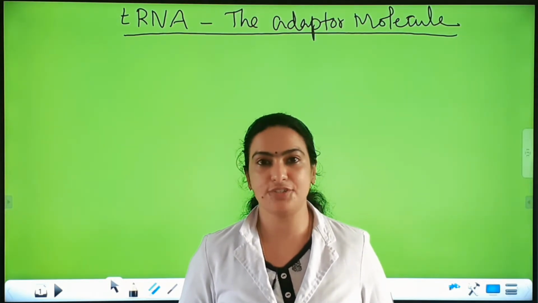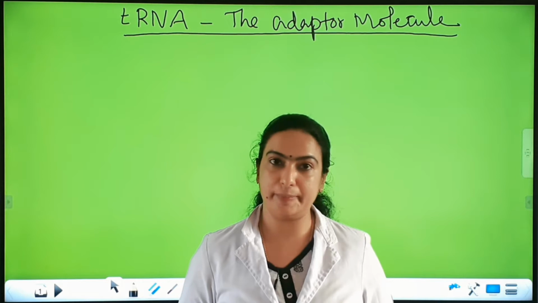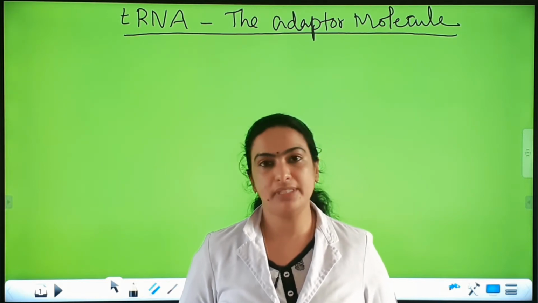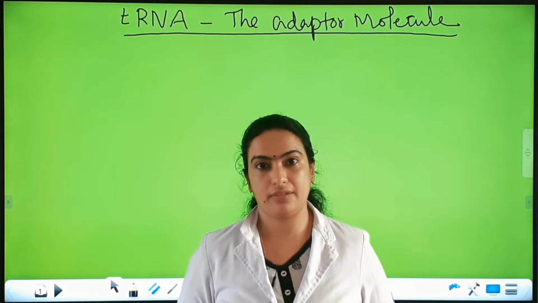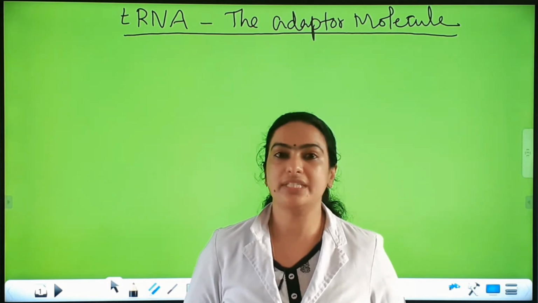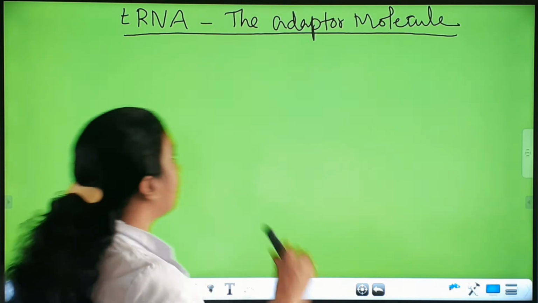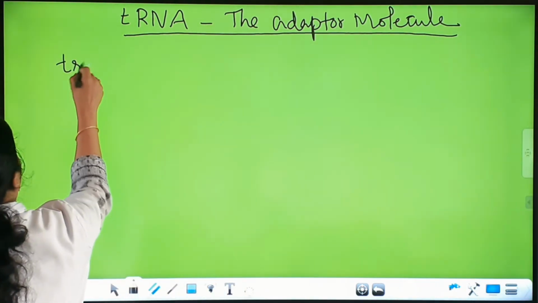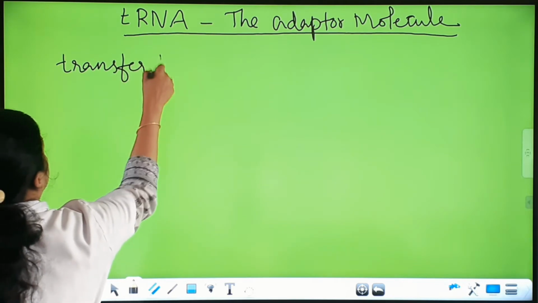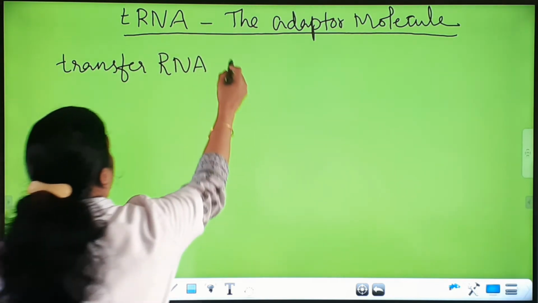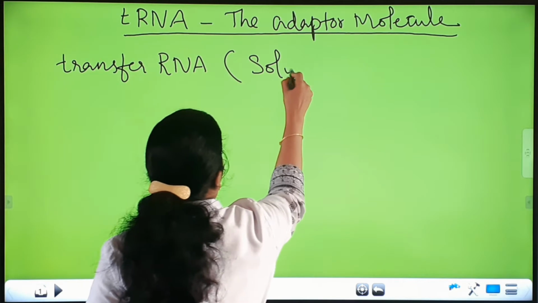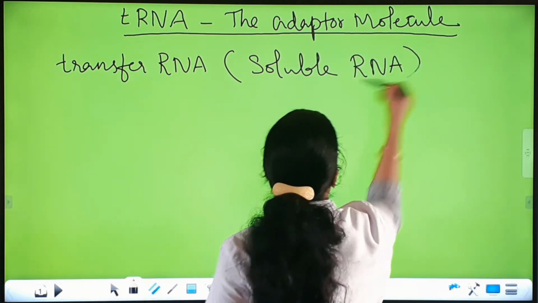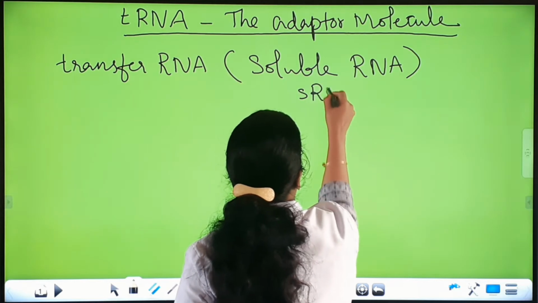Now I am going to teach you the structure of tRNA. tRNA is also known as soluble RNA. Here we can see what is tRNA. tRNA is the transfer RNA. It is also known as soluble RNA or sRNA.